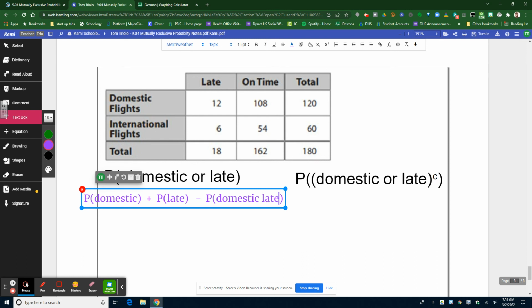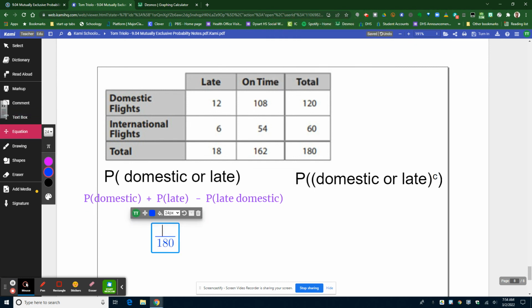Take another few moments. Find out what's the probability domestic, probability late, and then subtract out your domestic late flights, or I guess late domestic would probably be better. So let's back this out. I think late is a better adjective. Sometimes you can use words as both an adjective and a noun, but I think domestic is better. Okay. All right. Take a few more minutes.